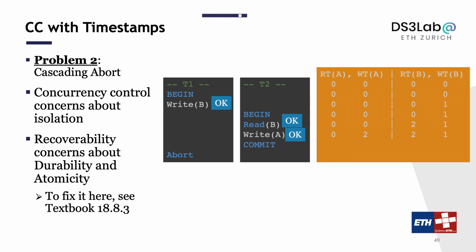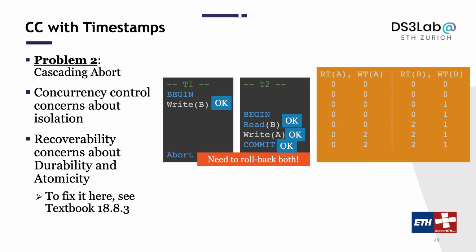And then T2 commits. In this case, do we allow T2 to commit? Yes, in your protocol, you can commit whenever you want. There's no conflict, so T2 commits. And then imagine at this time, T1 aborts. Then what do you need to do? I need to roll back T2.